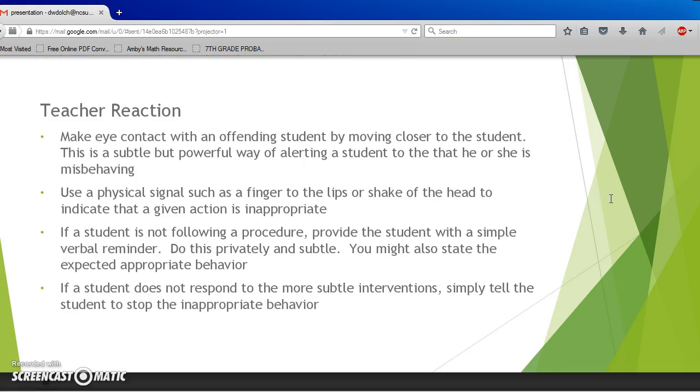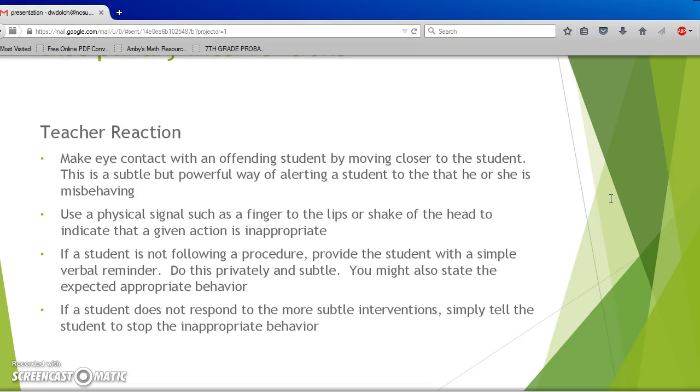Teacher reactions. Make eye contact with an offending student by moving closer to the student. This is a subtle but powerful way of alerting a student that he or she is misbehaving. Use physical signals such as a finger touch to the lips or a shake of the head to indicate that a given action is inappropriate. If a student is not following a procedure, provide the student with a simple verbal reminder.